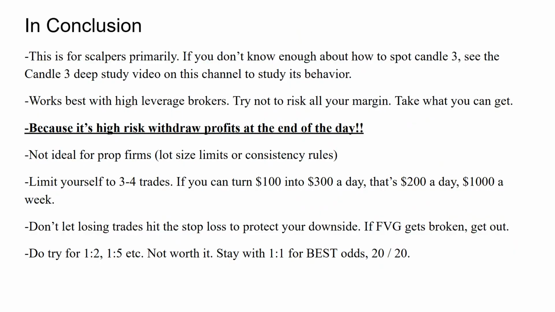All right. Now, let's see. Do not let the losing trade hit the stop loss, which is what I just said. And do not try for 1 to 2, 1 to 5. It's really not worth it. Okay. Stay with 1 to 1 for your best odds. 20 pip stop loss, 20 pip take profit. If you do that, your odds of success are going to be so much better than the average trader.